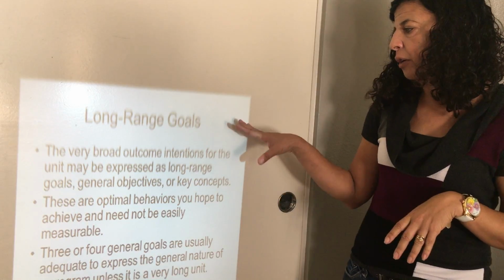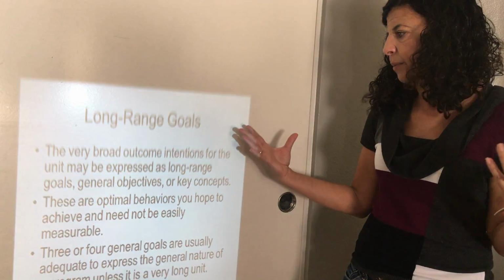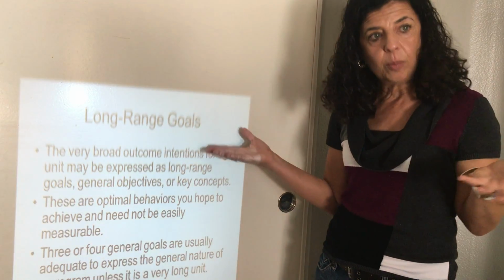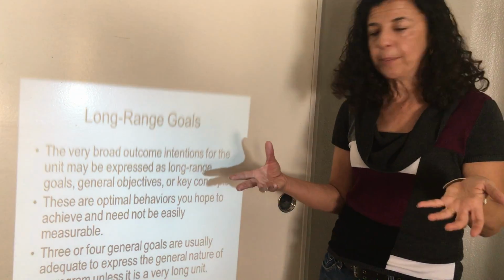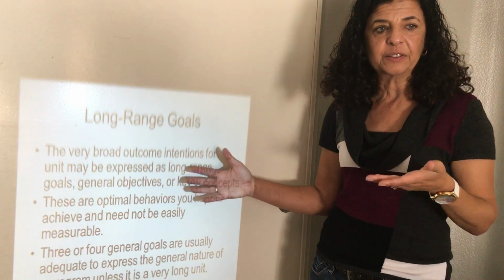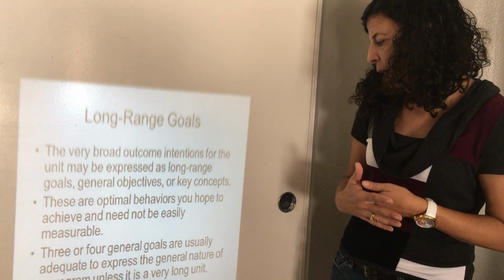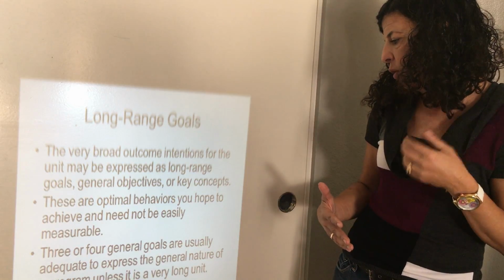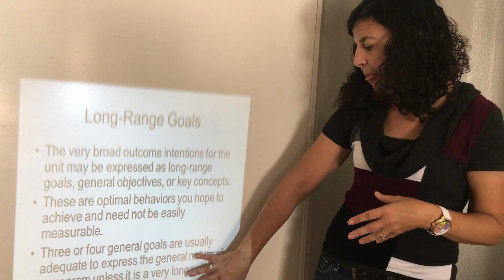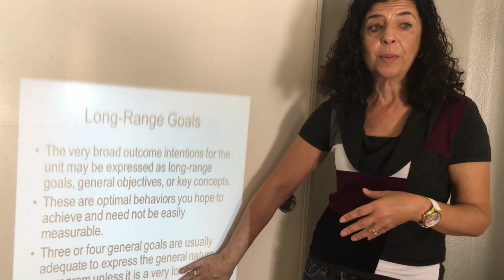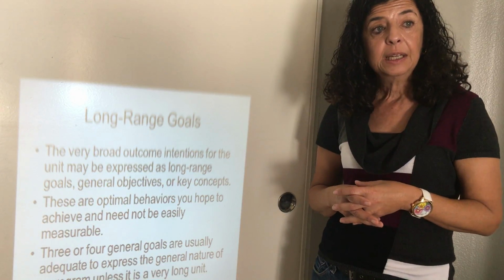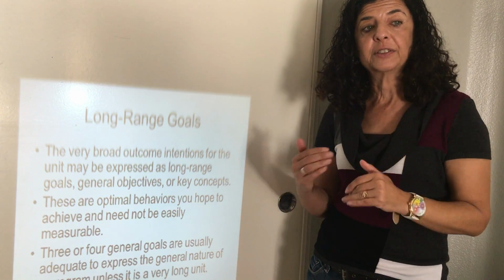Then your long-range goals are really your very broad outcomes. It's okay to be global with these and to be rather bodacious with them, because they're going to reflect what is optimum. Having 3 or 4 general goals is usually plenty. But your programmatic objectives, which is what you developed for assignment 2, is really where you're going to then plug in your different interventions.